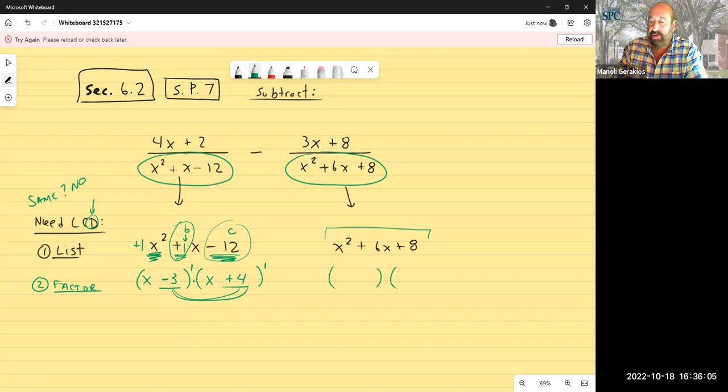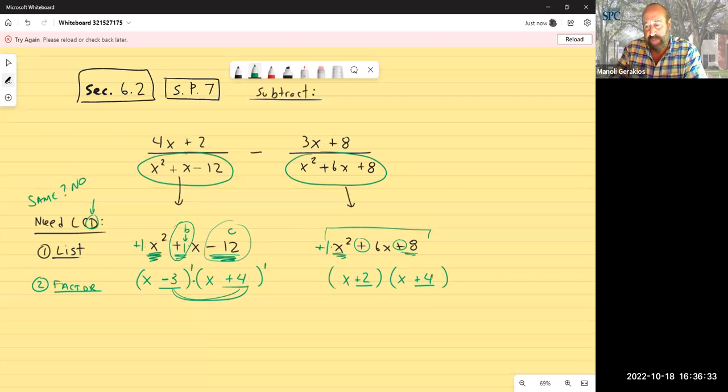Similar conclusions: the last term is not a perfect square, even though the first term is. I'm going to treat this like a trinomial with a leading coefficient of 1. X times x gets us the x squared. Factors of 8 whose sum is 6. So I'm thinking 2 and 4, and everything's positive. Factors of C, which is 8, whose sum is 6, B. Both of these are going to be positive.